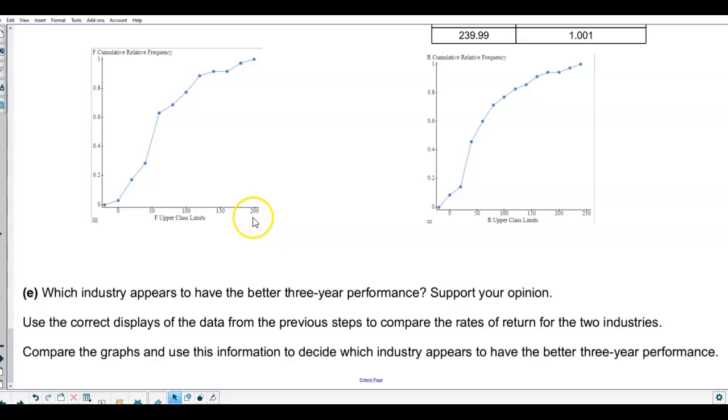So the next question, part E, asks us which industry appears to have the better 3-year performance and then to support your opinion. So you're going to use the correct displays of the data from the previous steps to compare the rates of return for the two industries. You're going to compare the graphs and use this information to decide which industry appears to have the better 3-year performance.